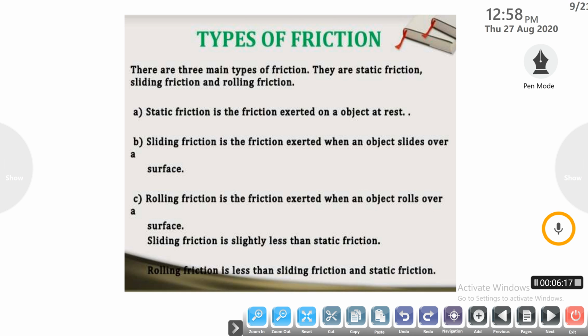In the case of rolling friction, the amount of friction is less than both sliding friction and static friction, because in rolling friction the irregularities between the surfaces are more as compared to sliding friction and static friction.